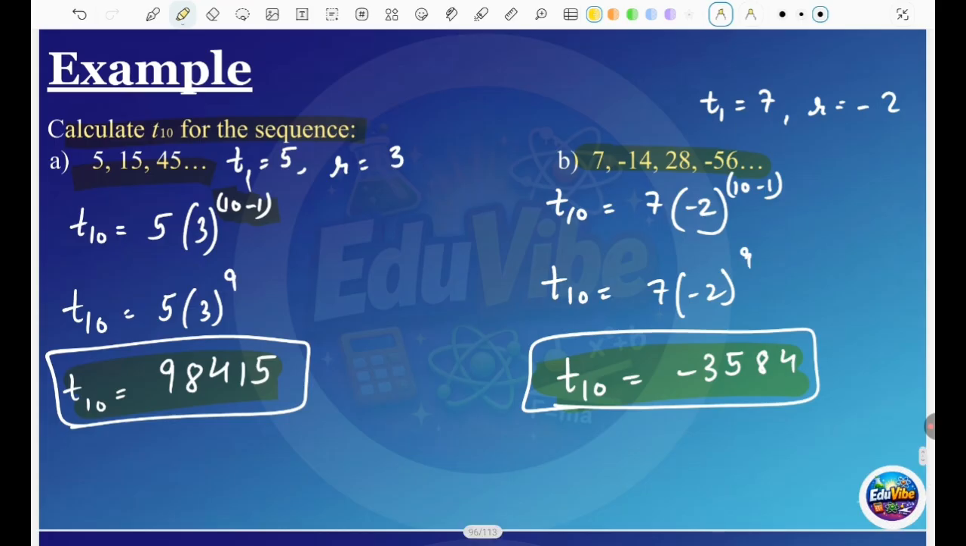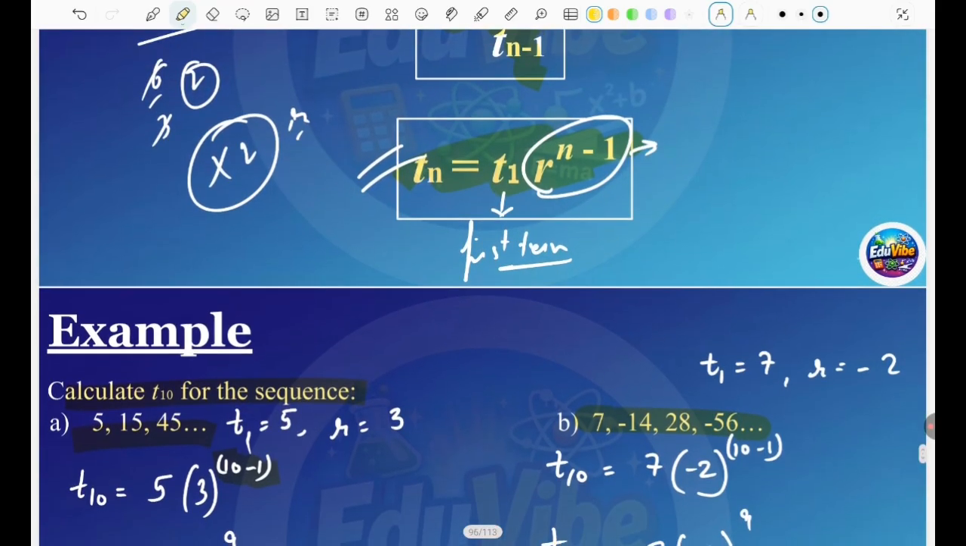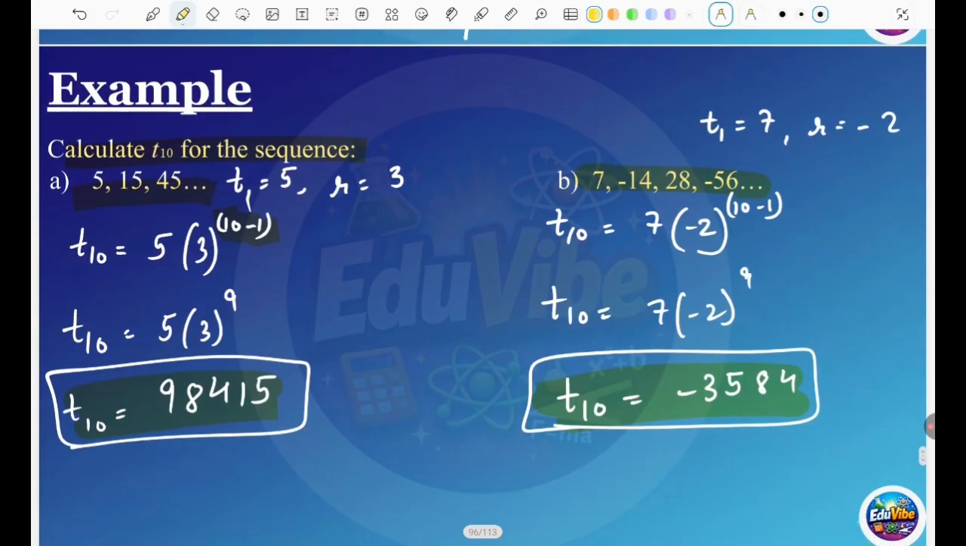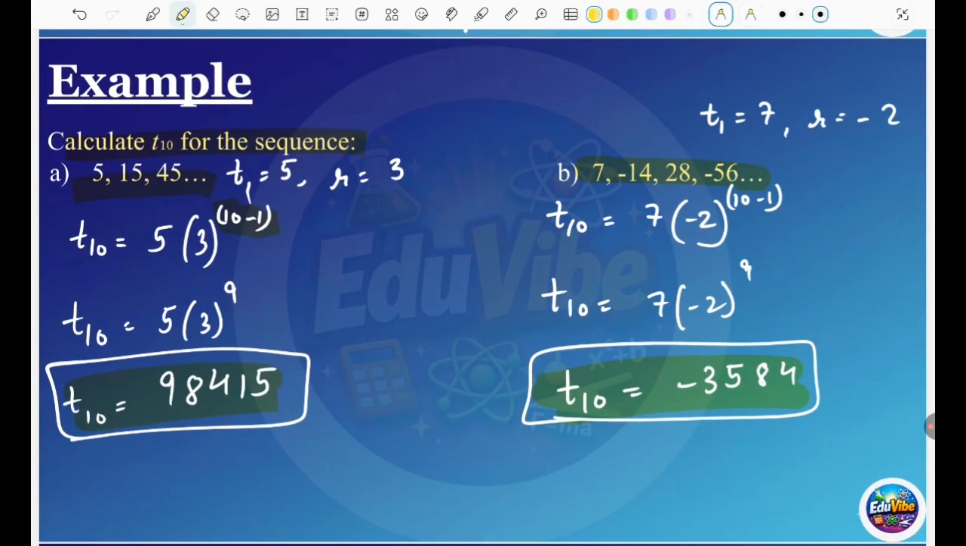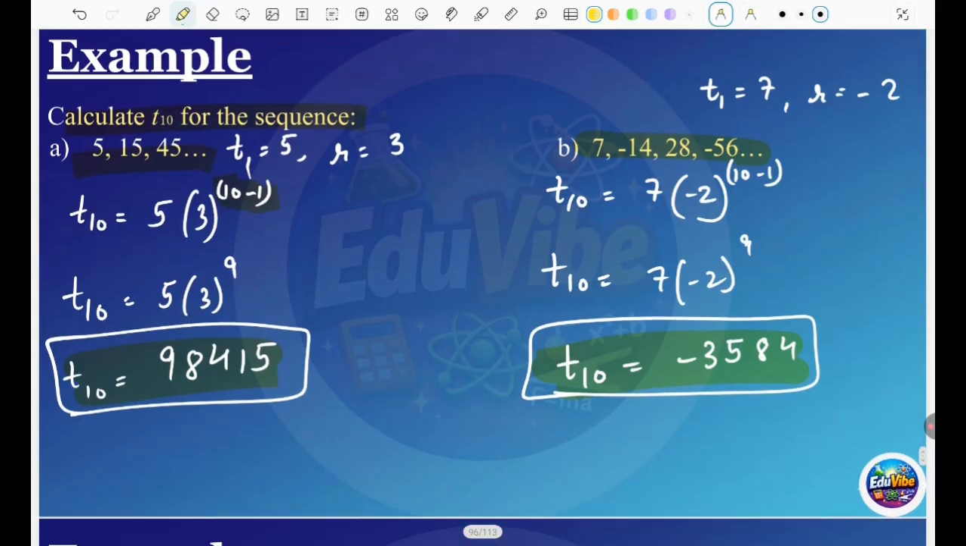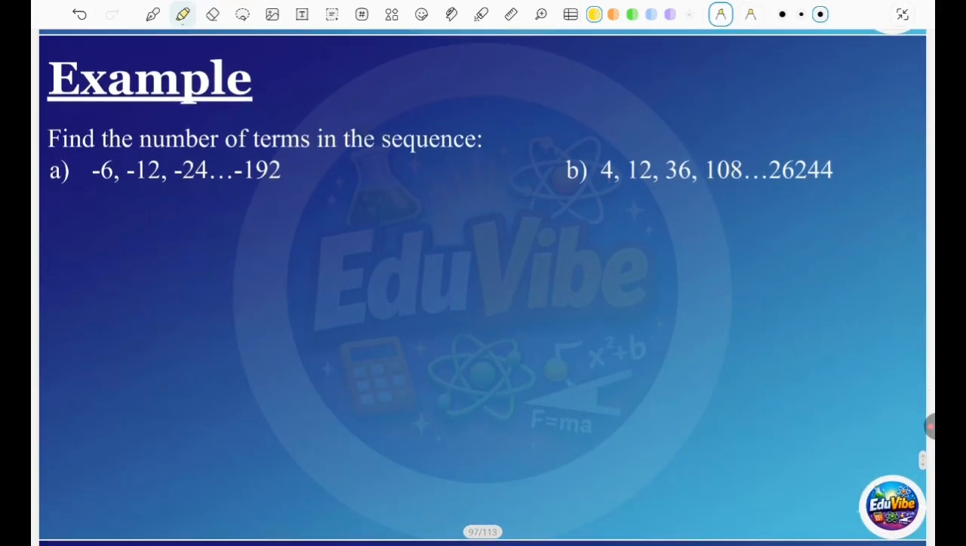This is the same thing. We used a different formula for the geometric sequence, and we have to know the difference between the formulas for arithmetic sequences and geometric sequences. That's how we find any term if they mention it.